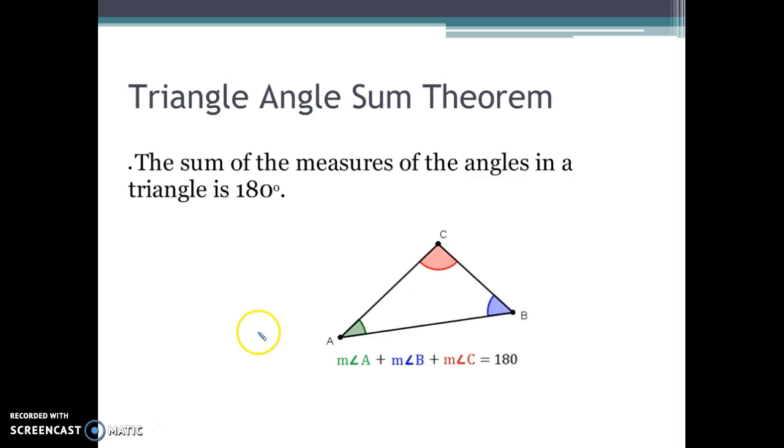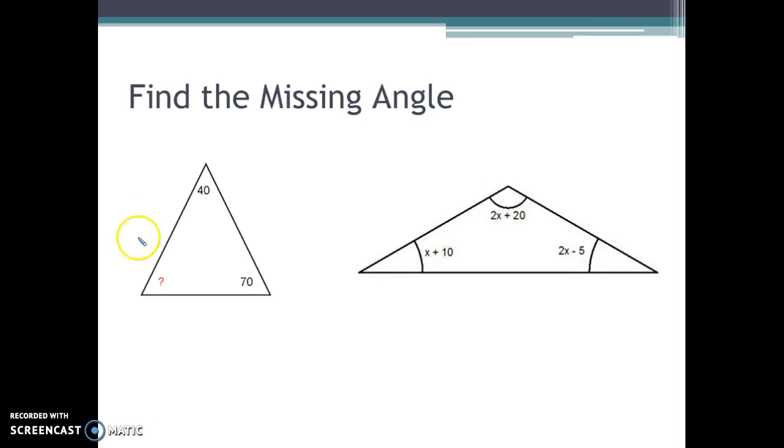The triangle angle sum theorem, that's what tells us that the angles add up to 180, right? Which everybody kind of knows already, but this theorem is where it comes from. Because of this theorem, we can answer simple questions like this one, where I know that the angles are 70 and 40. I want to know what the last one is.